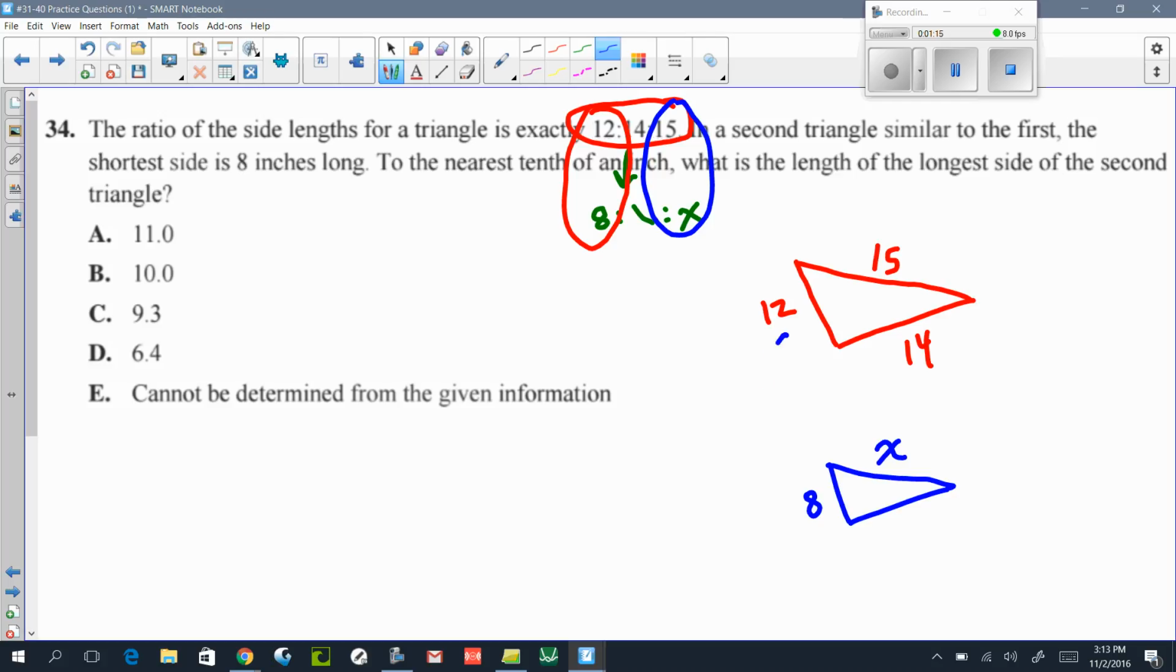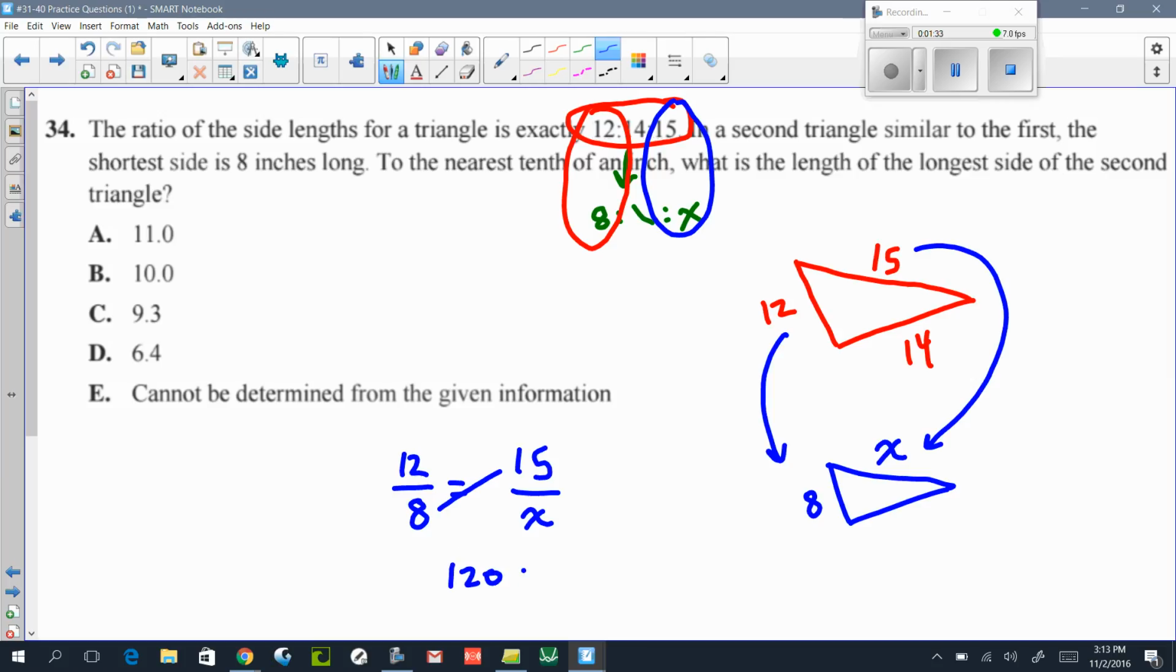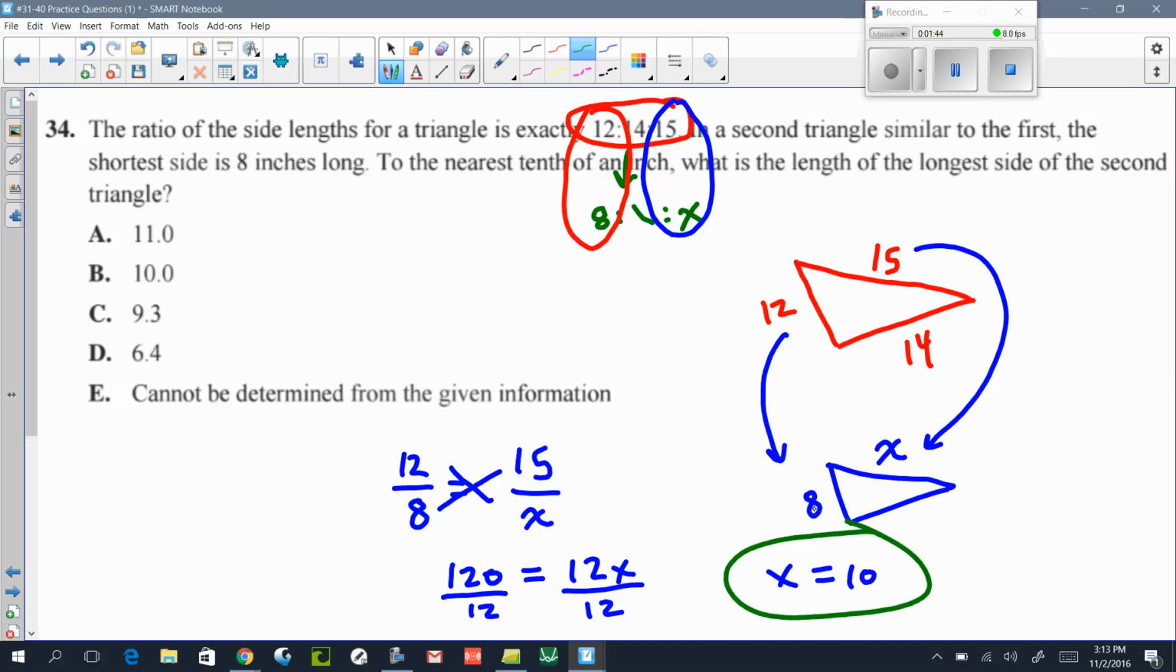So based on this, we could say 12 is to 8 as proportionally 15 is to x, which is the ratio of the longest sides. And now we have a proportion to solve. We cross multiply. 8 times 15 is 120, is equal to the cross product here, 12x. Divide by 12 on both sides, and x would have to be 10. So the answer to this problem is B, which is 10.